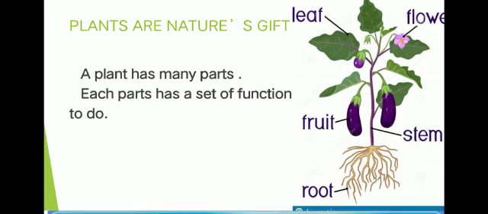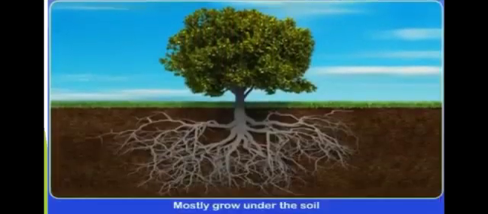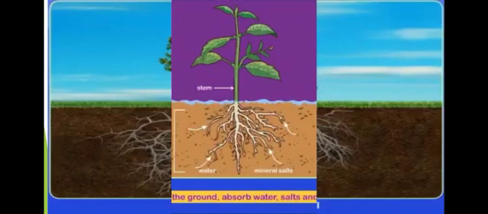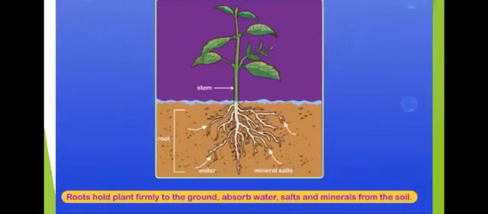First part, root. Root is the part of the plant that usually grows under the soil. Roots can be of different shapes and sizes. It grows away from the sunlight into the soil. Now we see the functions of the root. The first function is fixation. Roots fix the plant firmly to the ground or soil. Without roots, a plant would fall on the ground.